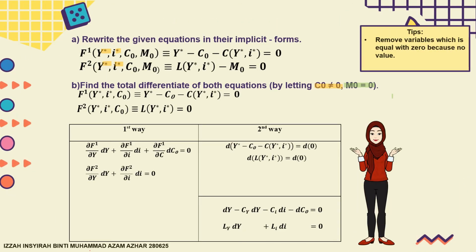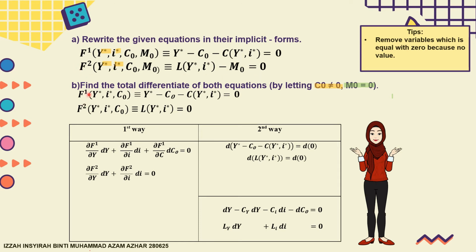So the first step is, from these two functions, we need to rewrite the given equations in their implicit form. F1 should be the first function and the second function is F2. Since Y and I are endogenous variables, we need to put a star on both variables followed by a triple line, and because this is implicit form, F1 and F2 should be equal to 0.